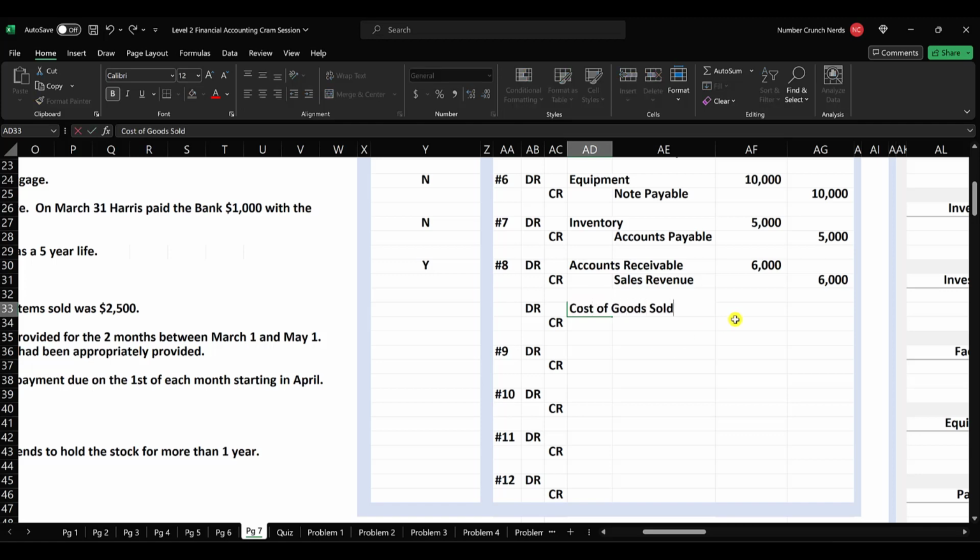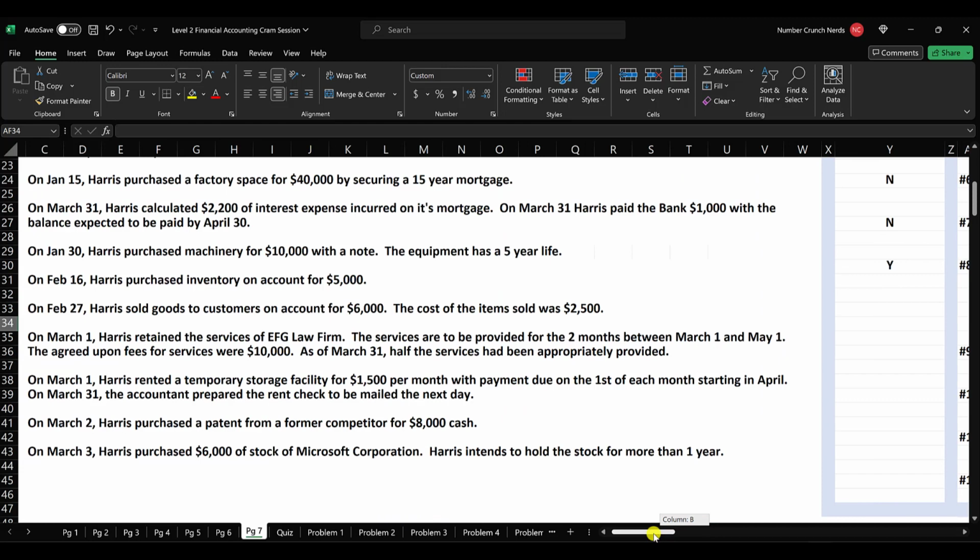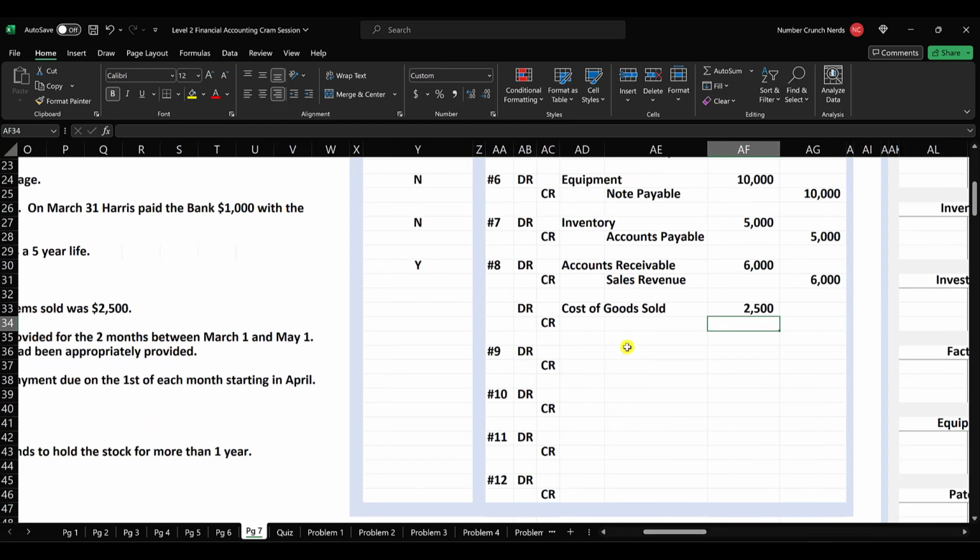So we're going to put cost of goods sold right there. The amount was $2,500. And what did we sell? Well, we sold our inventory. Okay, so inventory is an asset. Asset decreases with a credit. So we're going to take inventory off the books in a value of $2,500. So that was a two-part entry right there. This was accruing the sales revenue, and this was taking the inventory off the books.